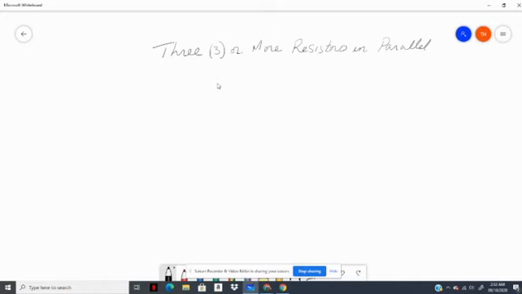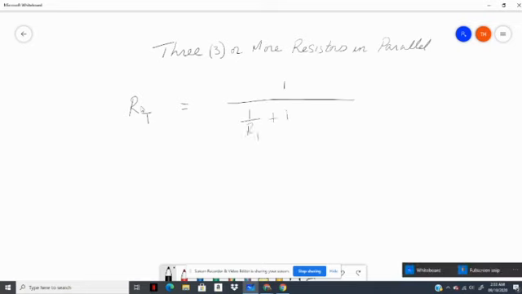Calculating the value of the total resistance for three or more resistors in parallel. In order to calculate the value of three or more resistors in parallel, we have to use the following formula. R total is equal to one over one on R1 plus one on R2 plus one on R3 dot dot dot one on Rn.